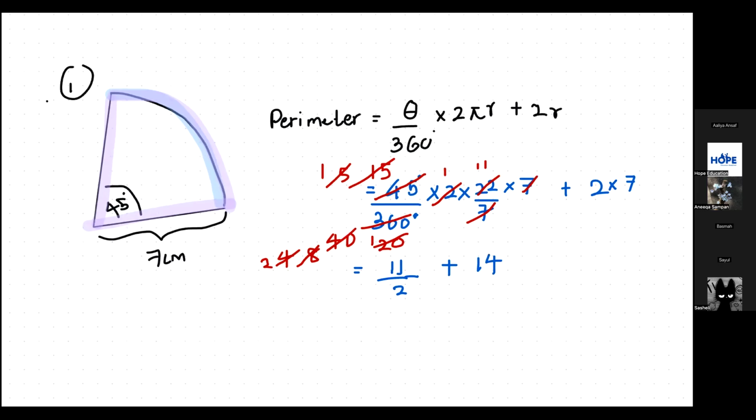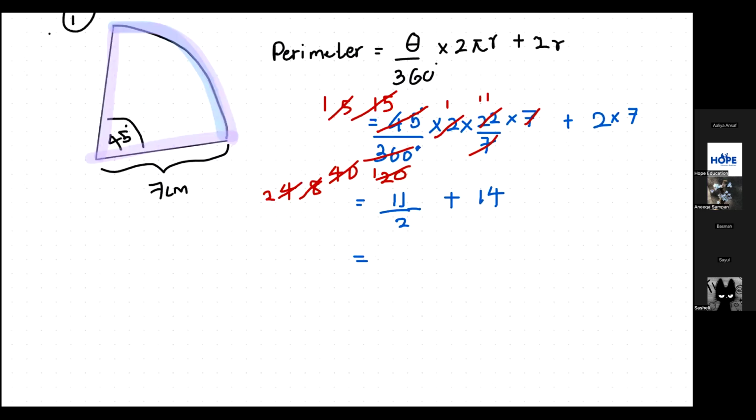Now, 11 divided by 2, what do we get for 11 divided by 2? 5.5. Yes, 5.5 plus 14.